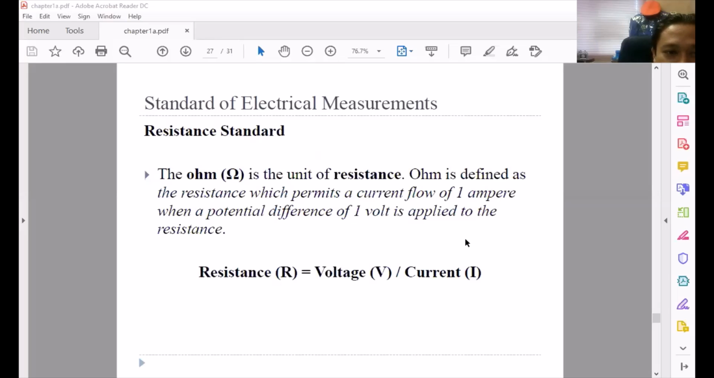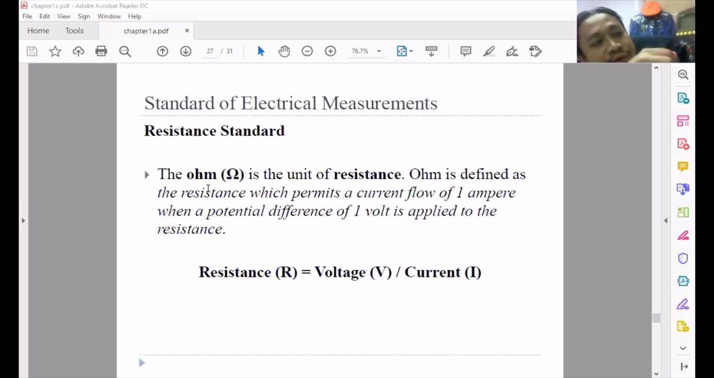Okay, and then we have the resistance standard. The unit of resistance is the ohm. You can see this one ohm. Actually, if you use the digital multimeter, we can also use it to measure the resistance directly.